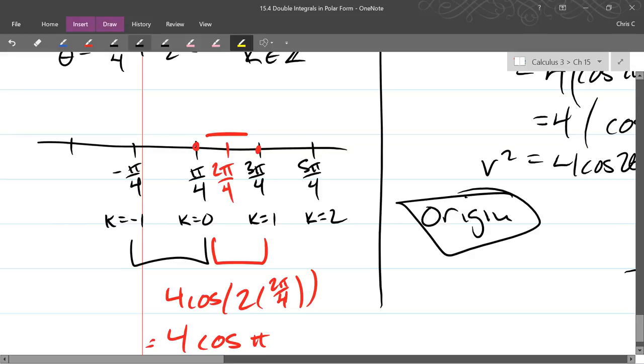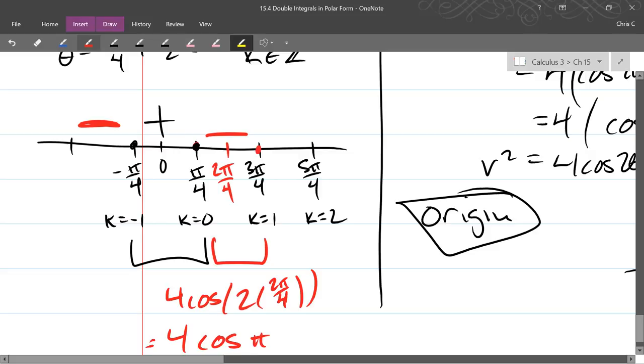So I could test negative pi over 4 or positive pi over 4 right in between there. Well, that's a really nice number of 0. Plug that in, cos 0 is 1, so we got positive 4. So we get plus right there. And if I do, you don't have to go any further than this, but you get minus. It actually alternates plus, minus, et cetera.